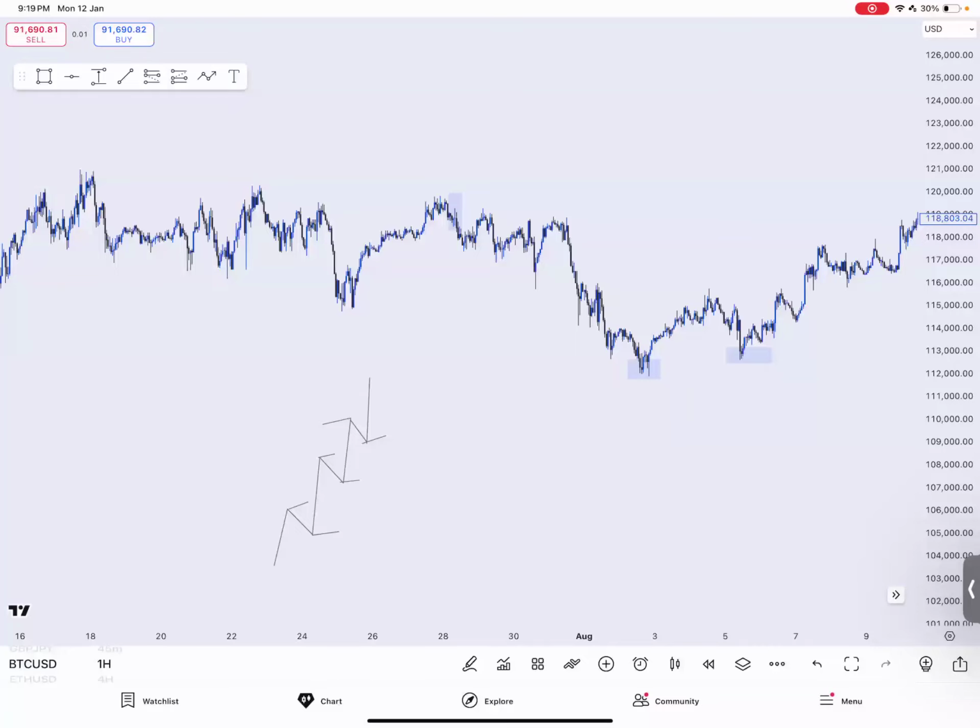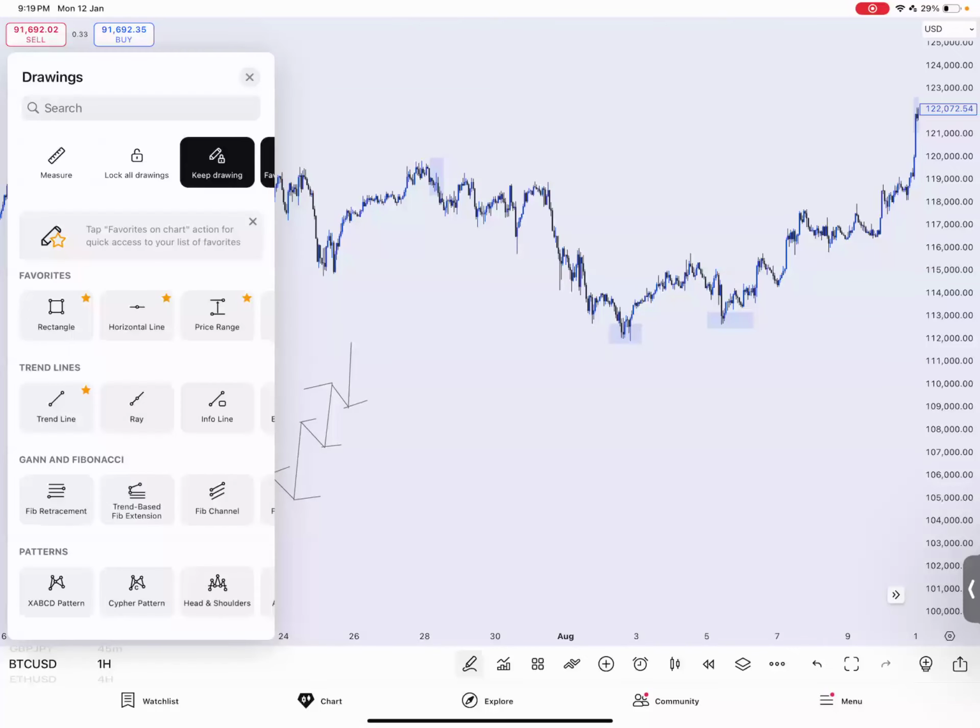So it's categorized under trending markets. It's one of the examples of trending patterns that we have. The first one is the uptrend. Then the second one is called what?